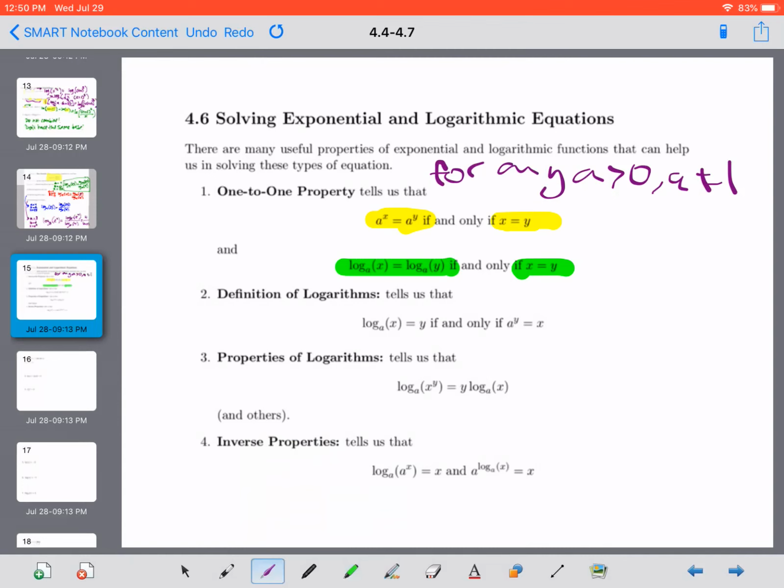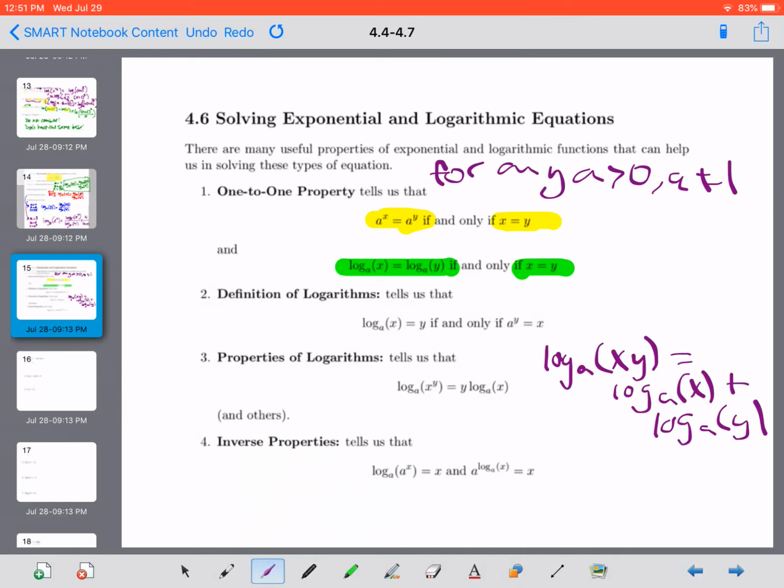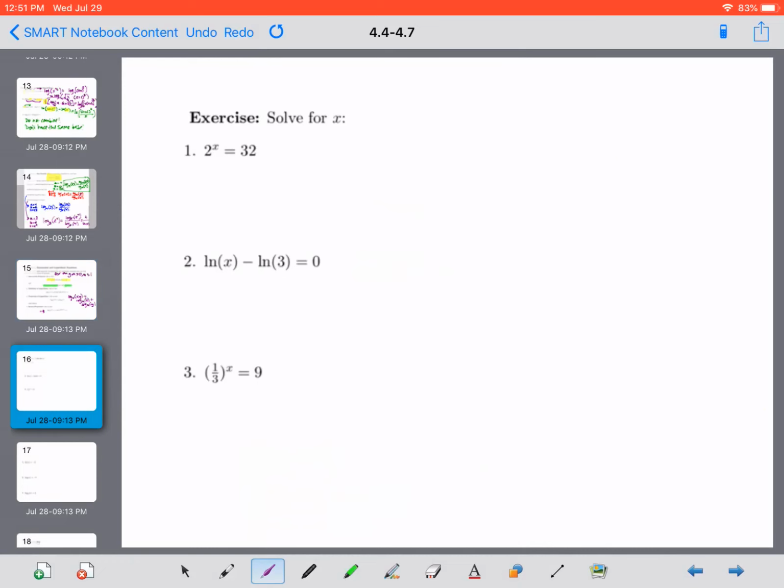For instance, we had the multiplication property, which said log base a of x times y is equal to log base a of x plus log base a of y. Right, you can break up multiplication on the inside as addition on the outside, and similarly for the quotient property. And finally, we have this inverse property of logs. Because logs and exponential functions are inverses of each other, log base a of a to the x is always going to equal x, and a raised to the log base a of x is going to be equal to x as well. So we're going to use these to help us solve these various different types of equations.